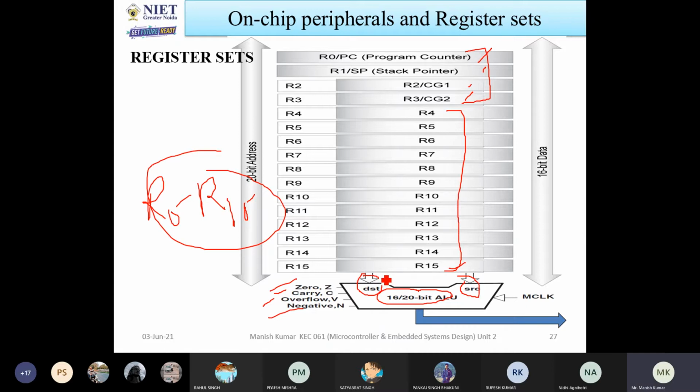So there are 2 things. This is a 16-bit microcontroller, so you can process the data 16 bits at a time. But when we are talking about the address lines, these are 20-bit address lines. So for accessing any data from memory, you require 20-bit address lines. Then you can access the memory.